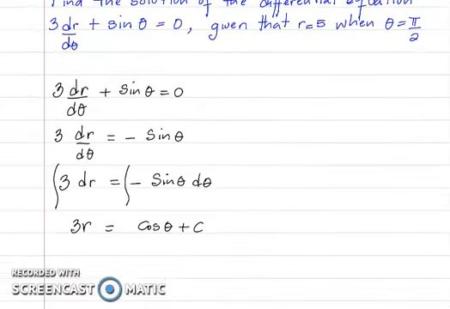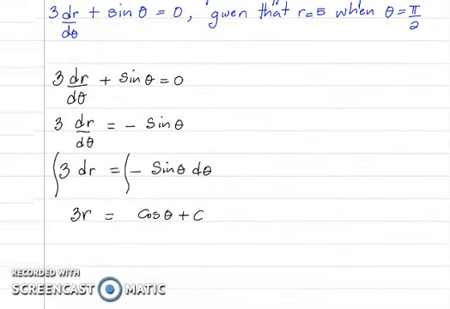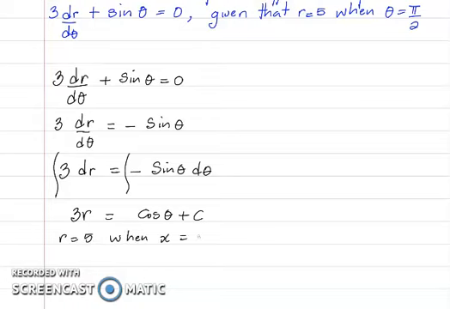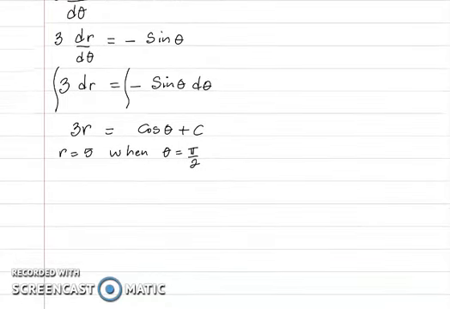All right, we're given some boundary conditions. We're told that r is equal to 5 when theta is equal to pi by 2. So let's put in the boundary conditions to determine the value of c.